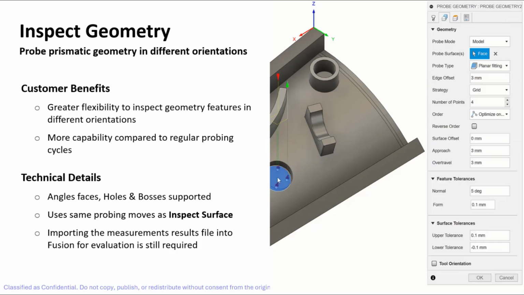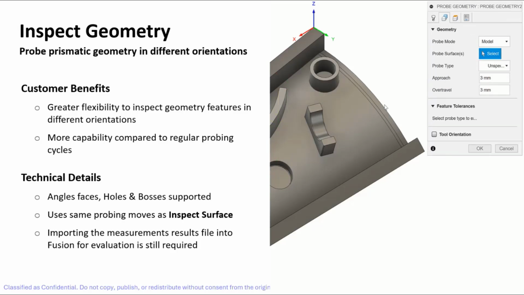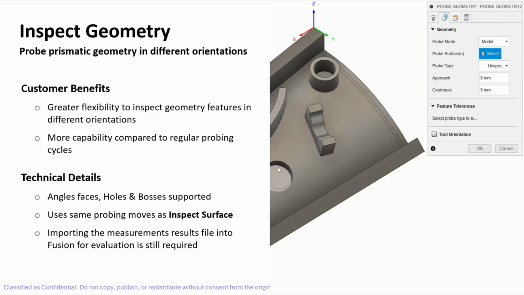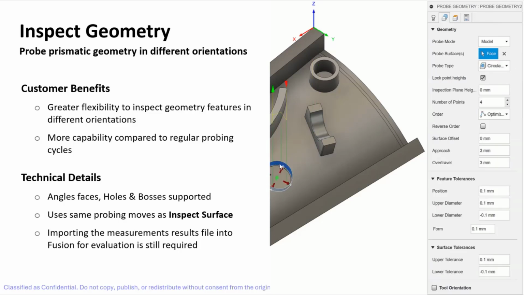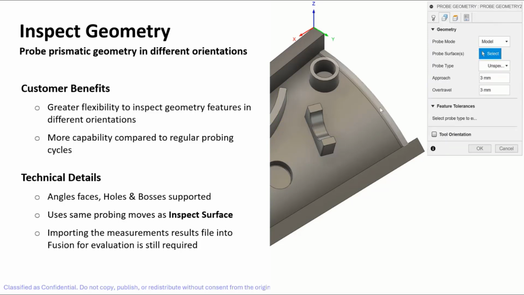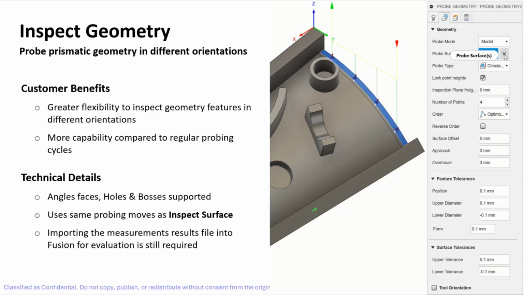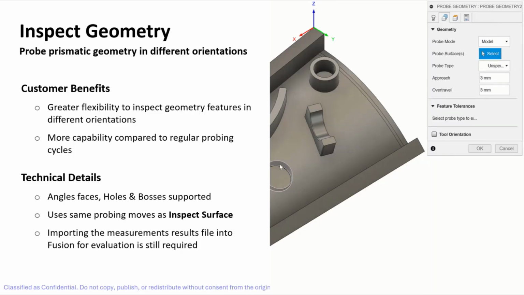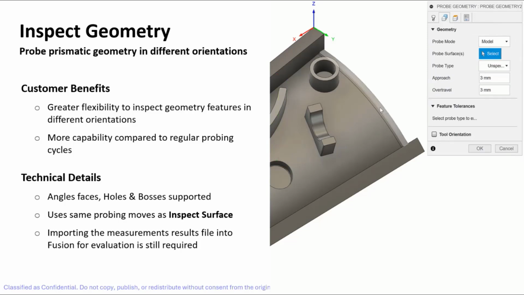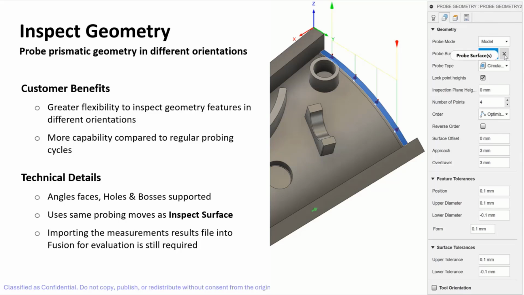And inspect geometry, greater flexibility to inspect geometry features in different orientations, more capability compared to the regular probing cycle. You see that on the right side, we have the probe mode to model probe surface. When we pick the face and click on the curved face, the system is going to detect with the AI system, knowing this is a circular hole or any curved surface, the system knows easily with the AI function.